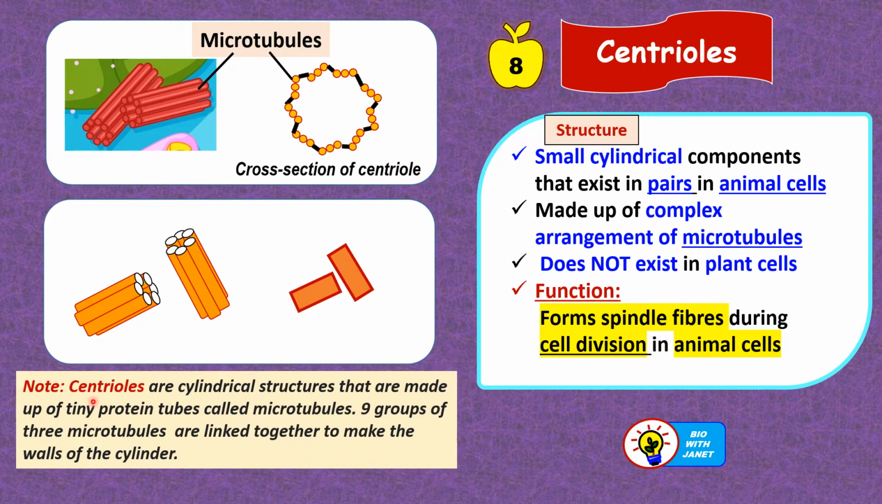Now this is the definition of centriole. Centrioles are cylindrical structures that are made up of protein tubes called microtubules, as you can see here. They look like a bundle of pencils. So 9 groups of 3 microtubules, called the triplet microtubules, are linked together to make the walls of the cylinder. So it looks like a cylinder that's made up of the tiny tubes.